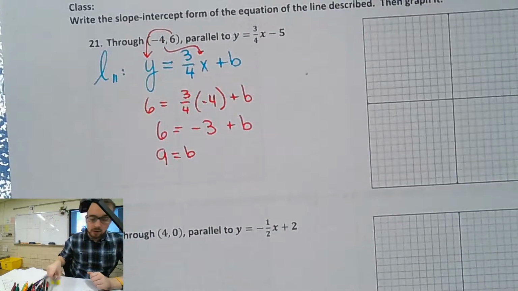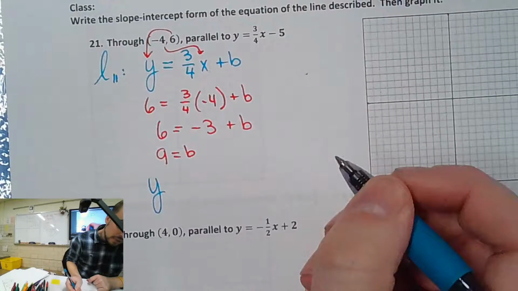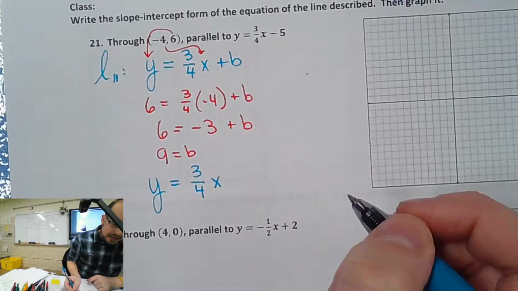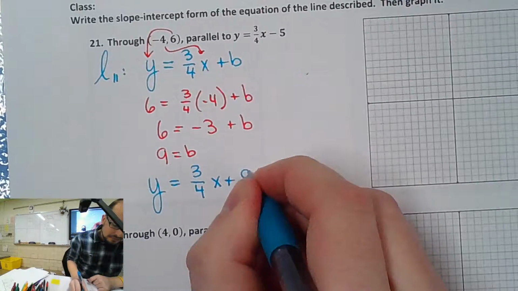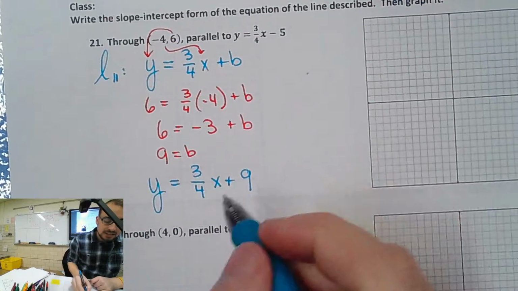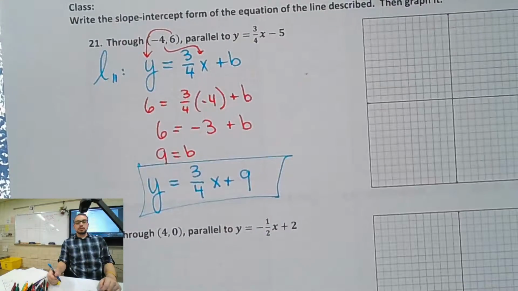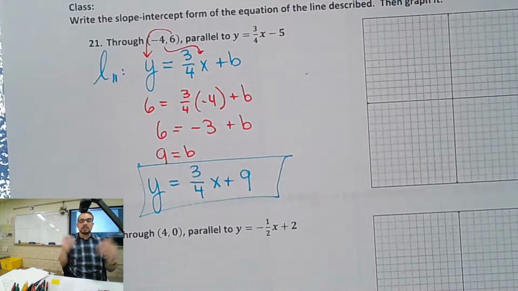So that means our equation that we're looking for, the parallel line, is going to be y equals 3/4 x, that way it's parallel, and the y-intercept will be at 9. And that's the equation that both is parallel to the one they gave us and goes through the point -4, 6. Because when you plug in -4, 6 pops out.